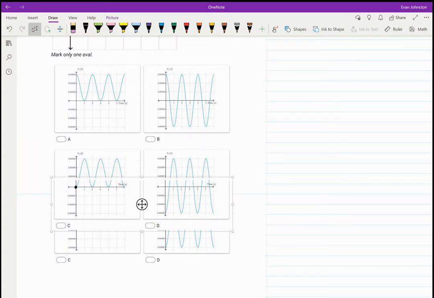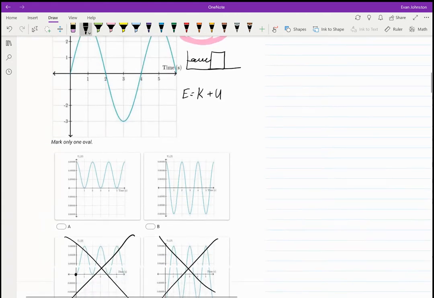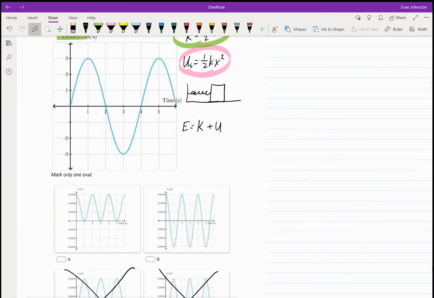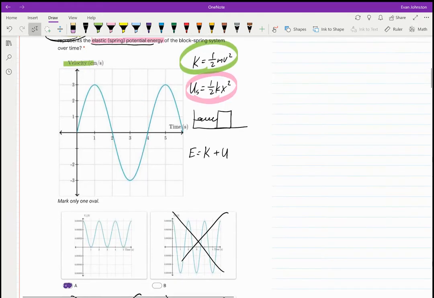We can get rid of these two: this one doesn't make any sense, and this one doesn't make any sense because we don't have negative energy. And that tells us that B doesn't make any sense either, because even when it's all kinetic energy, we're still not going to have negative potential energy. So automatically, we know this one has to be A. That's kind of weird. We just did that one by deduction, knowing that energy is not something that can be negative.